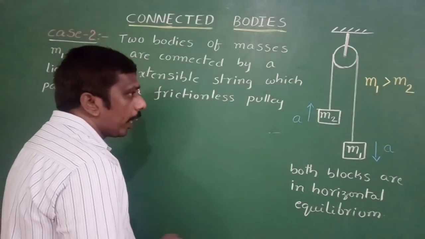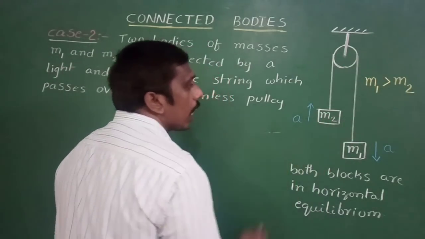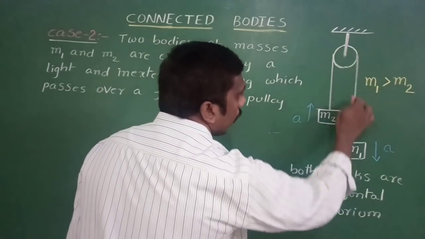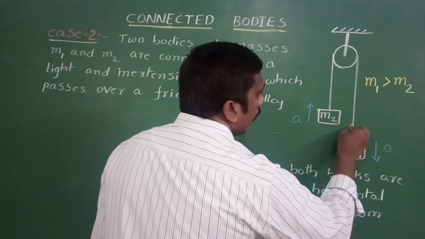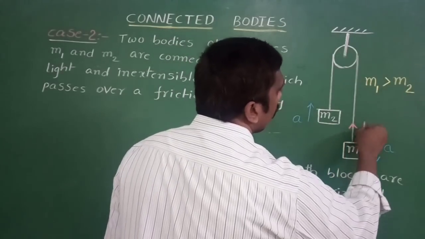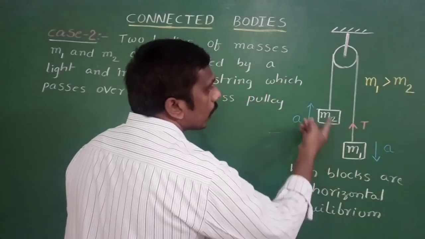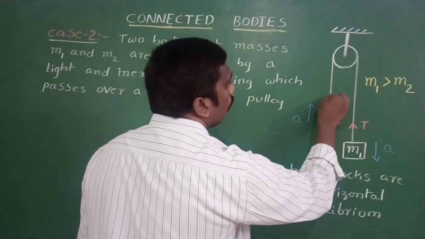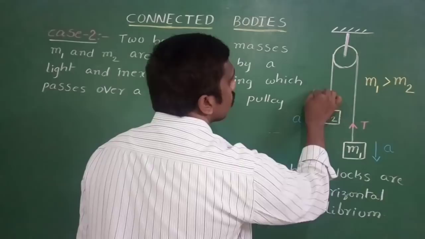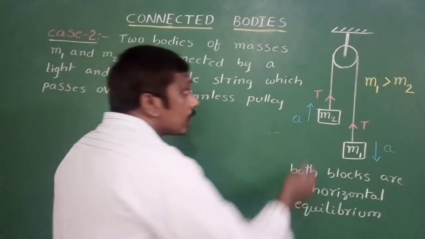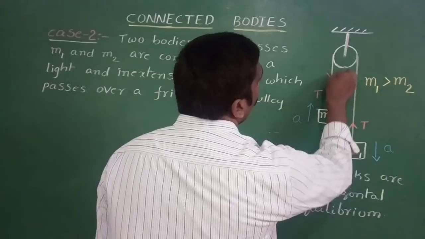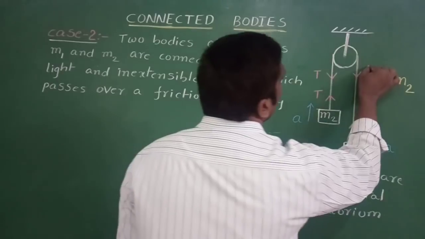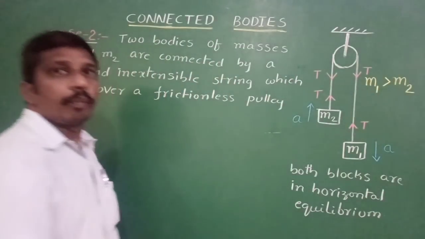So take the free body diagram for m1 and m2. Before going to the free body diagram, first we see the number of forces acting on the blocks. Block 1 and block 2 are connected by a string, that's why tension will exist in the string. This tension always tries to pull the body in the upward direction. So tension pulls block 1 upward, and block 2 also upward. The same tension tries to pull the pulley in the downward direction.